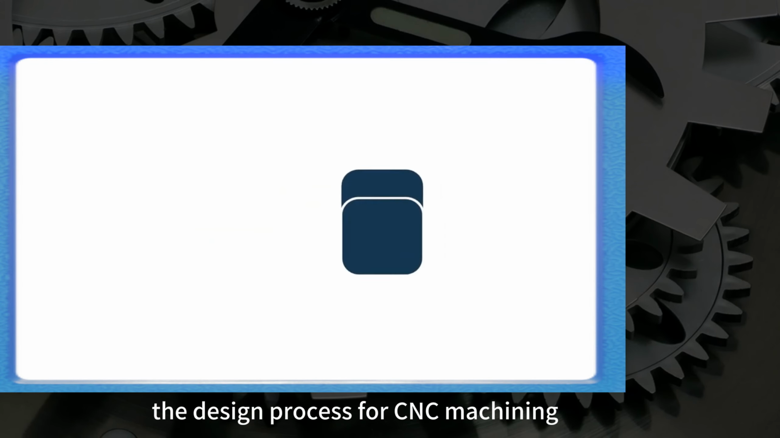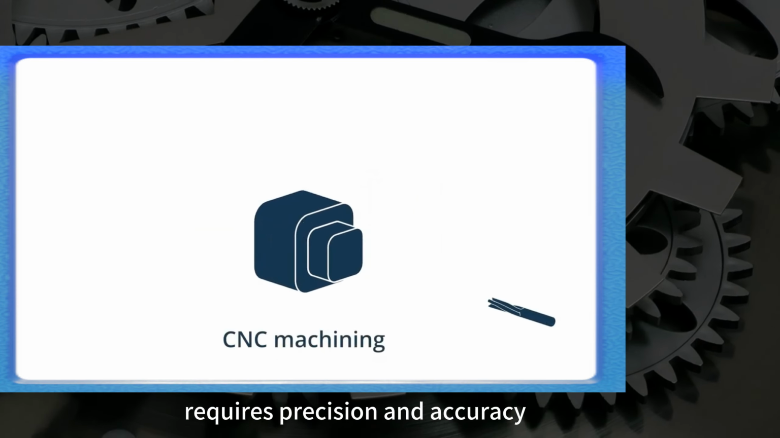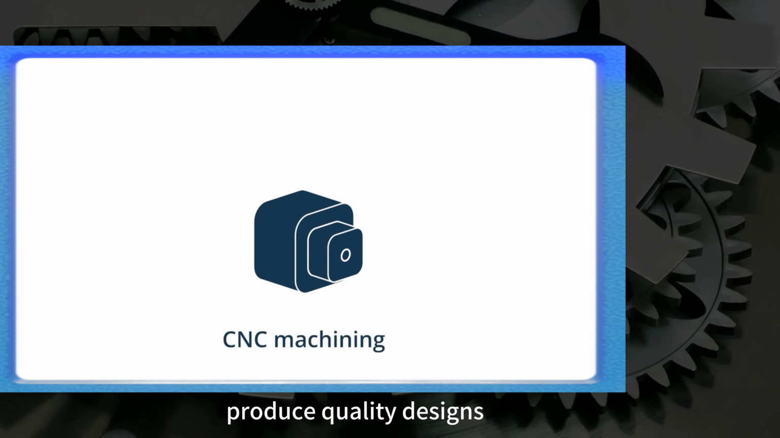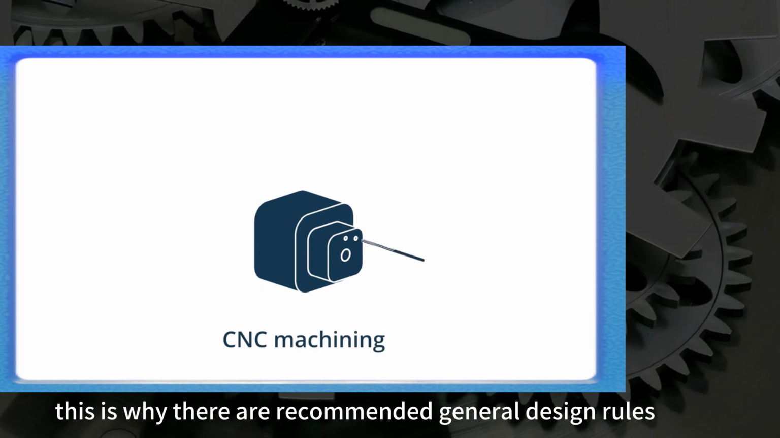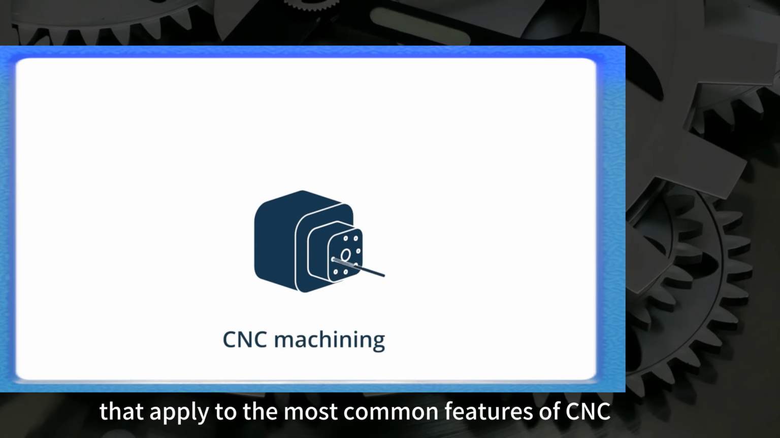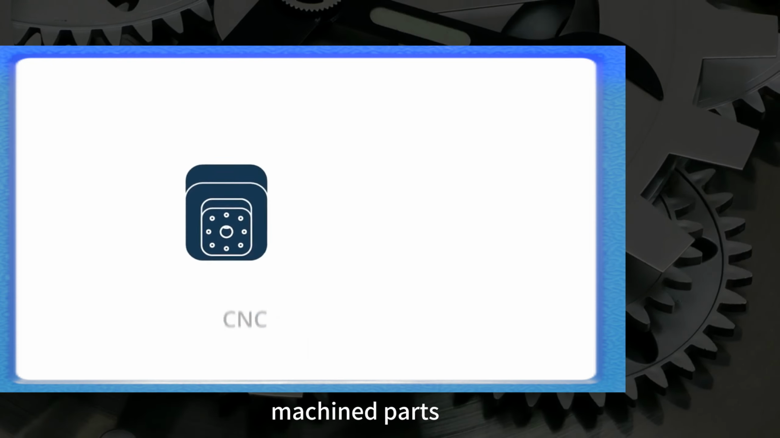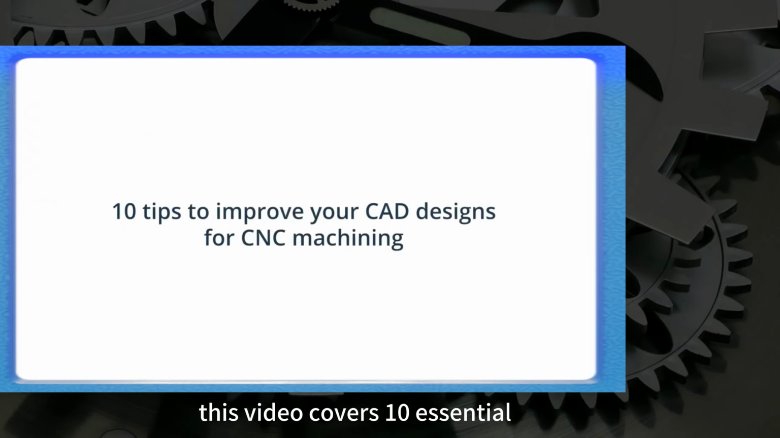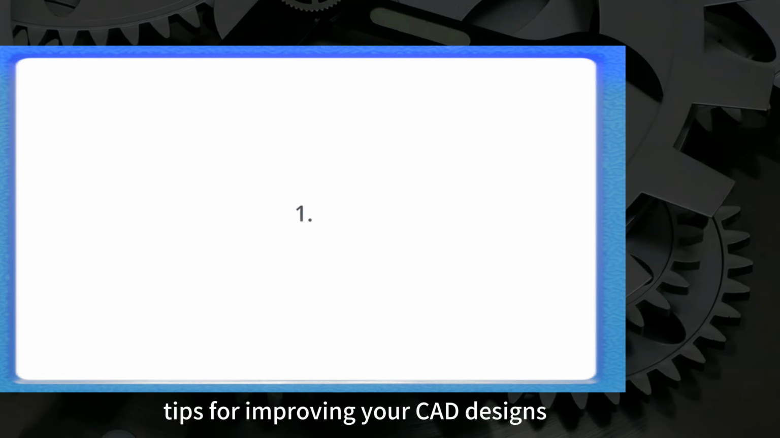The design process for CNC machining requires precision and accuracy to produce quality designs. This is why there are recommended general design rules that apply to the most common features of CNC machined parts. This video covers 10 essential tips for improving your CAD designs.